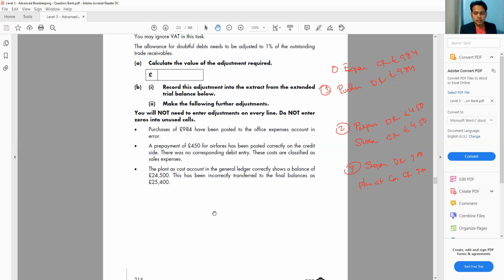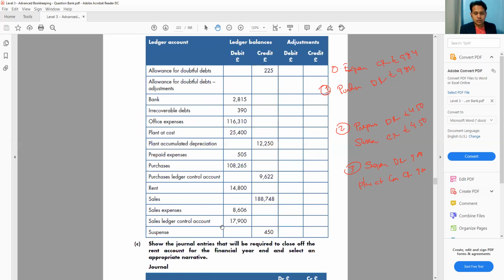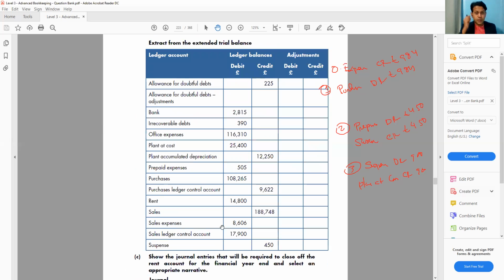So let's have a look how much is the value of the sales ledger control. So we can see here the value of the sales ledger control, that is 17,900. So 17,900 and 1% on that. How much is it? 179. And they said keep allowance. The question is saying keep allowance 179.